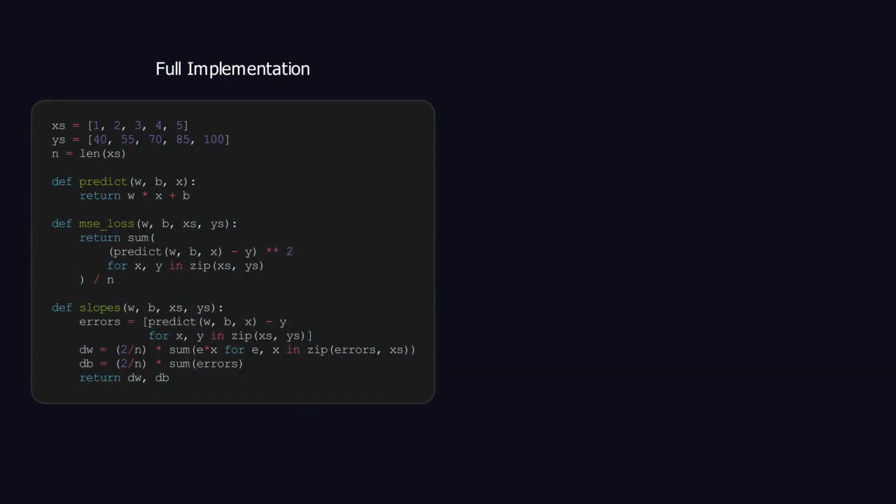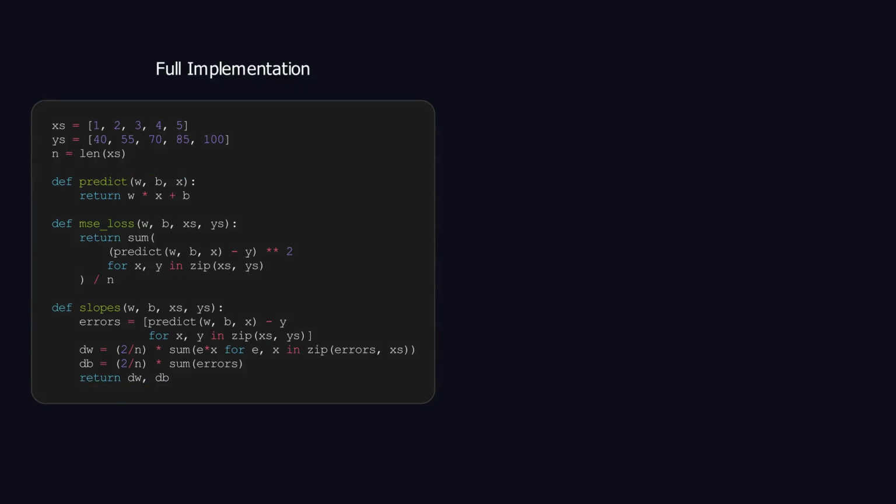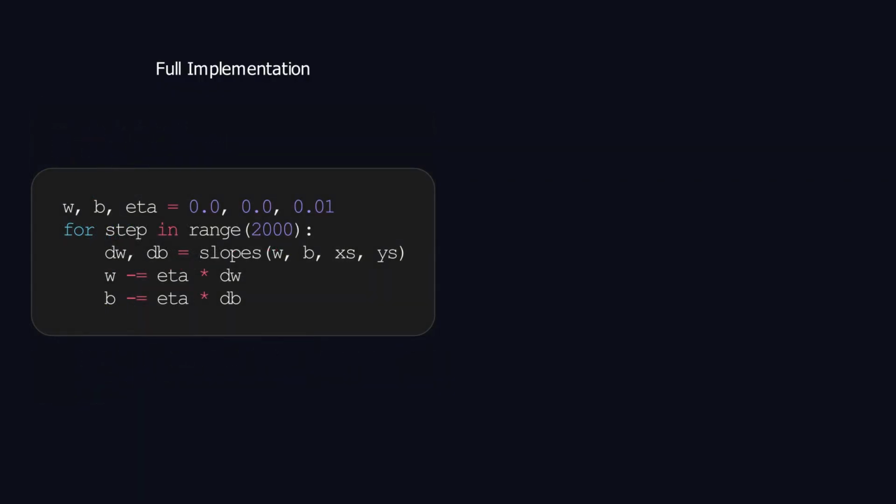Now the full implementation, 3 helper functions and a loop. Xs and Ys hold the 5 data points. Predict returns W times x plus B. MSE loss averages the squared errors. Slopes computes both partial derivatives. The loop: start W and B at 0, eta at 0.01. For each of 2000 steps, compute both slopes, update both parameters. That's 2 subtractions per step, the complete SGD implementation.